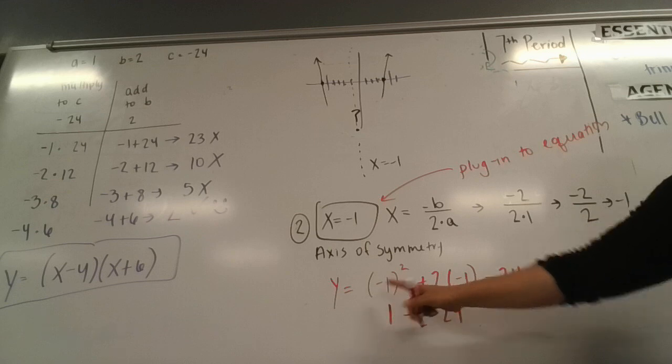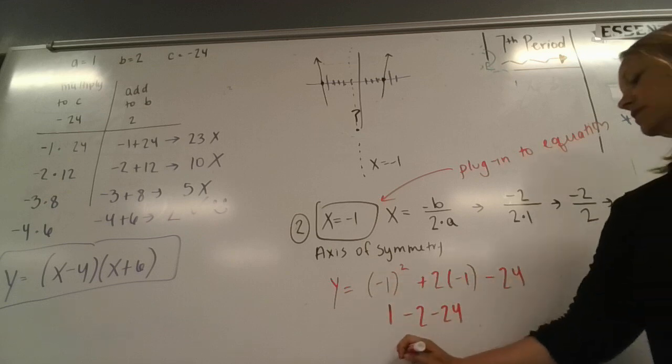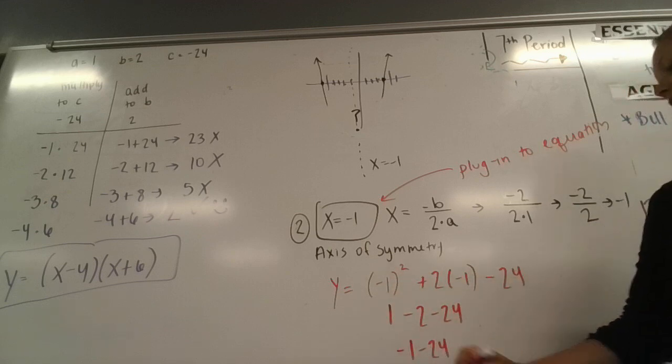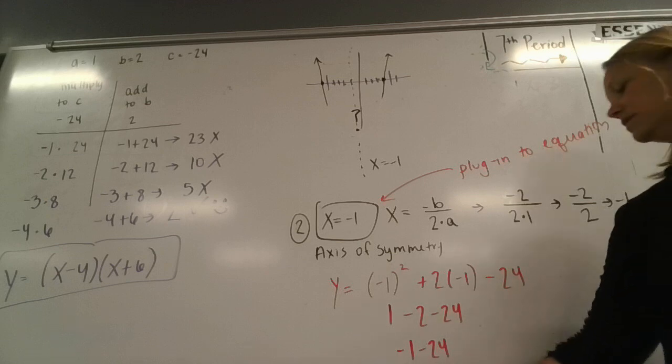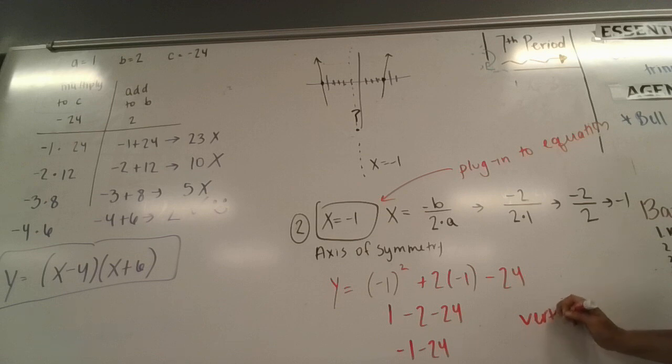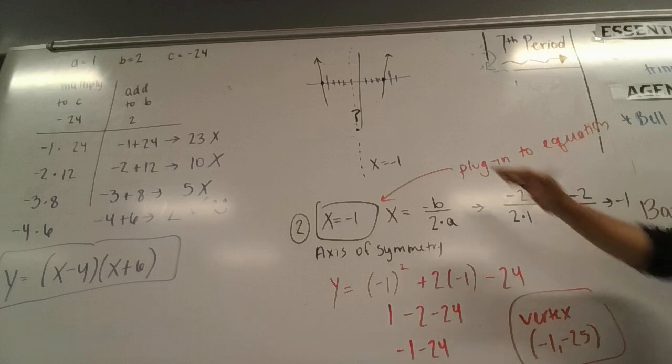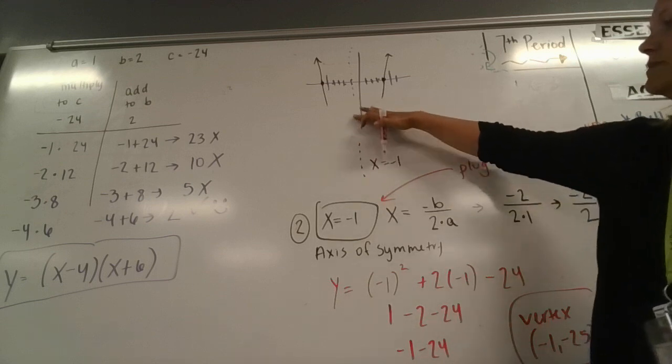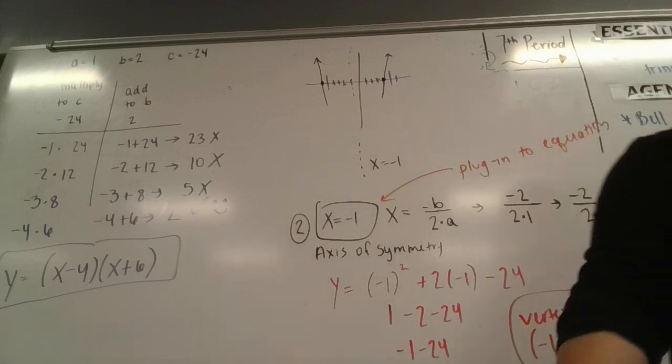So that would be +1 minus 2. That's -1. Is it -25? Yes. So looking at Desmos, everyone is confirming that the vertex is -1, -25. So my sketch up here was probably not low enough.